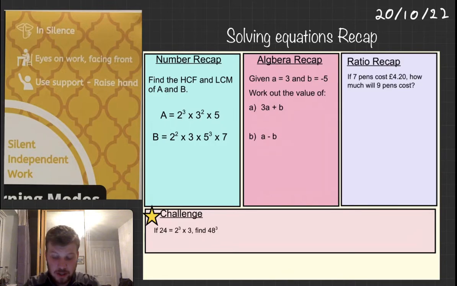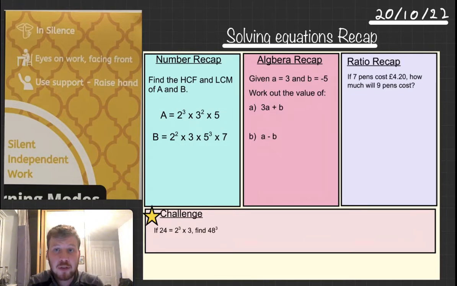We're going to look at solving equations recap. So what I'd like you to do, like always, is our smart start. Write down the date and the title and make sure they are underlined with a ruler. Then have a go at the starter questions. Pause the video now and have a go at the starter questions.